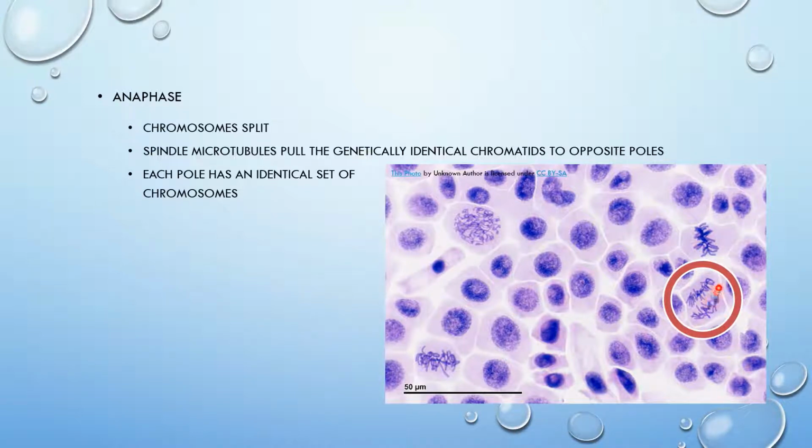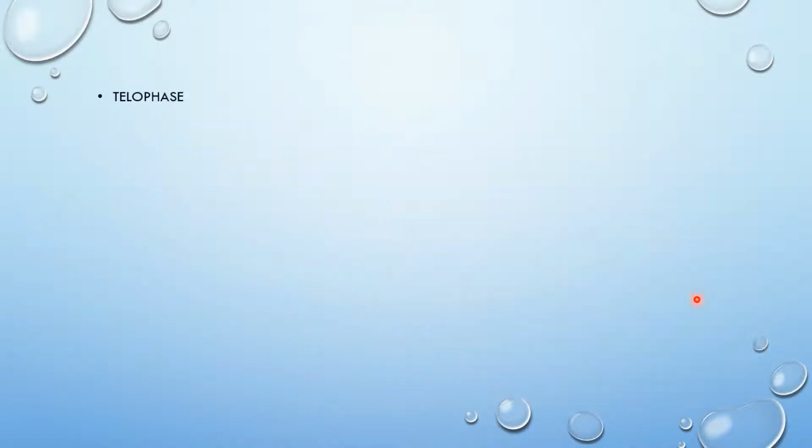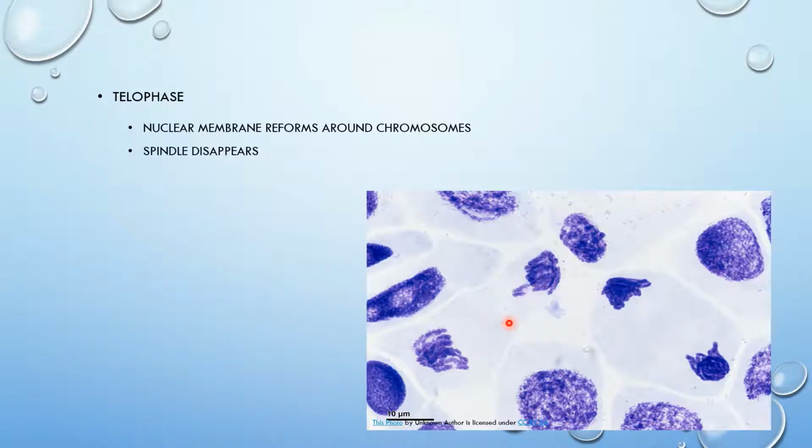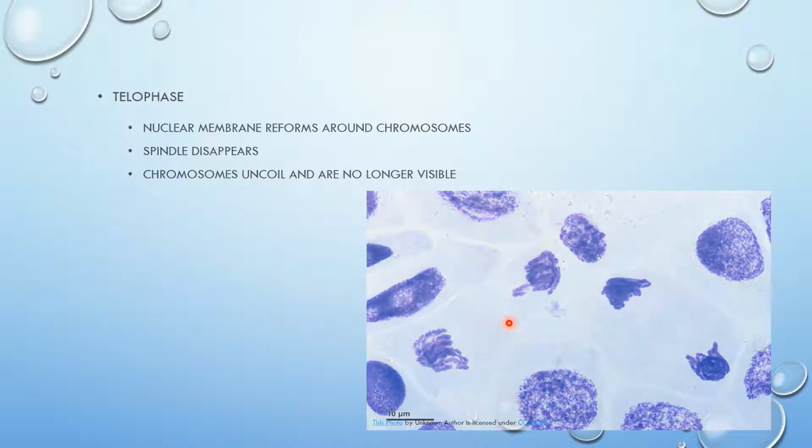now this cell is kind of split, but it has to go through telophase, which looks like that. So it basically is the further pulling apart of each chromatid. The nuclear membrane reforms around the chromosomes. So this cell used to be 1, now it's divided into 2, and now the nuclear envelope will form, which will in turn form 2 nuclei. The spindle disappears and chromosomes uncoil and are no longer visible.